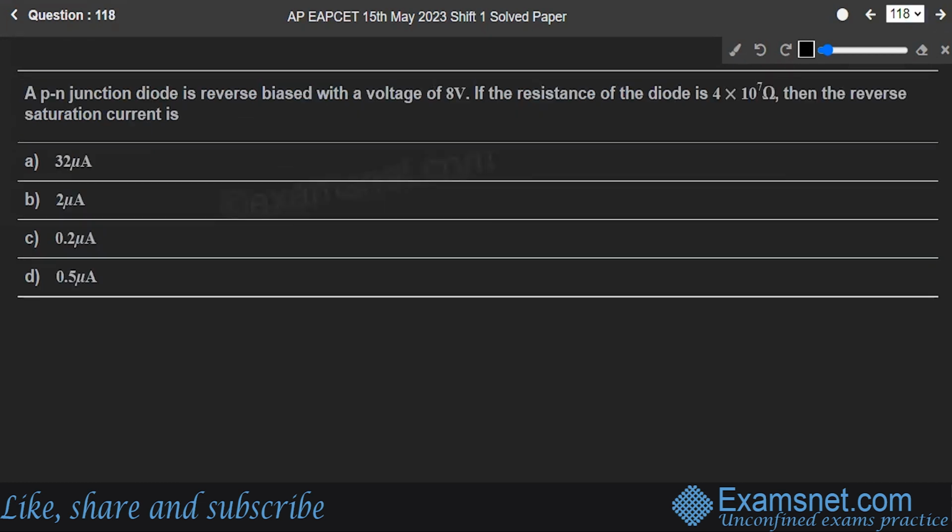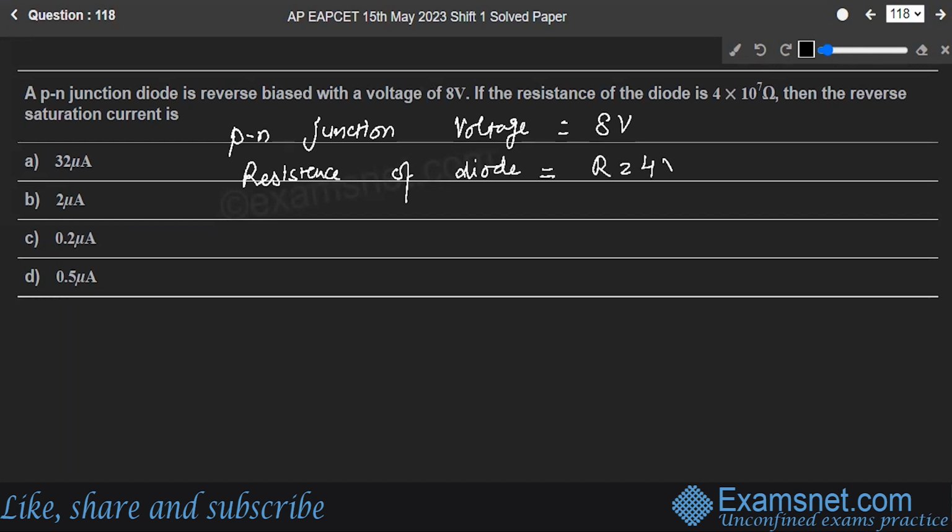A PN junction diode is reverse biased with the voltage of 8 volt. If the resistance of the diode is 4 into 10 power 7 ohm, then the reverse saturation current is. See, the PN junction voltage here is 8 volt, and resistance of diode is this much, 4 into 10 power 7 ohm.